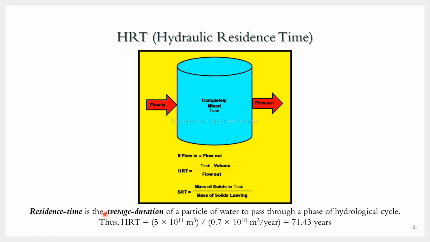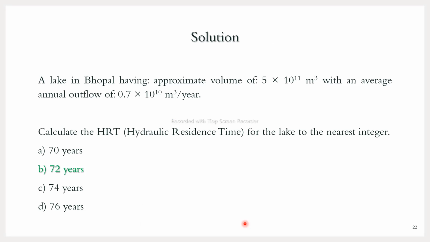So the residence time is the average duration of a particle of water to pass through a phase of hydrological cycle. So here, in case of our lake, the HRT is 5 into 10 to the power 11 meter cube, that is the volume of the lake, divided by 0.7 into 10 to the power 10 meter cube per year, which is 71.43 years, right? So option B is correct in our case.